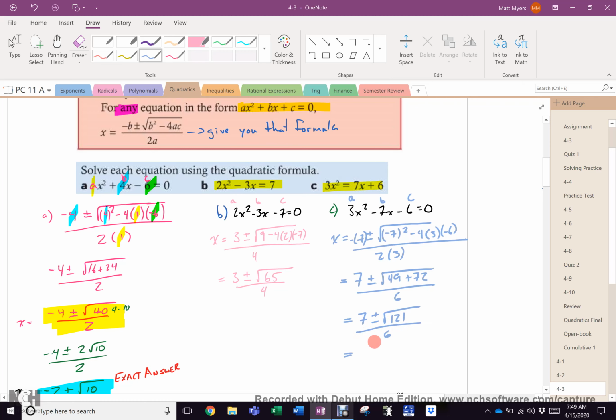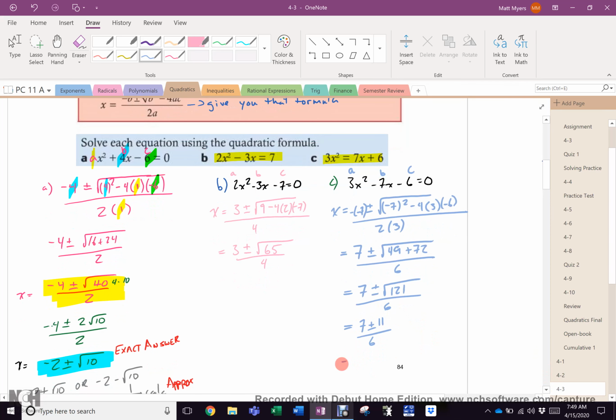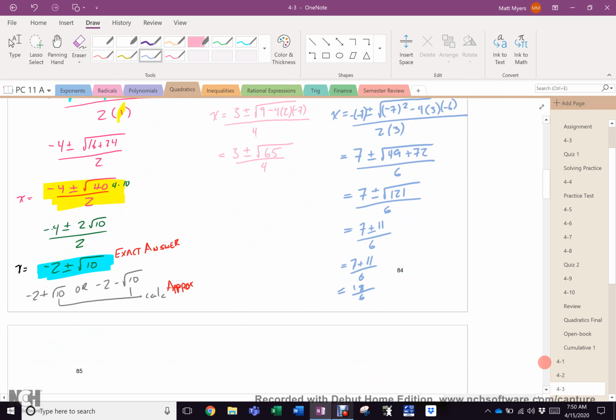121 has a square root. It's 11. So 7 plus 11 or minus 11 over 6. 7 plus 11 over 6 is 18 over 6, which equals 3. There's one answer. And then I'll change shades of blue slightly. 7 minus 11 over 6 is -4 over 6, which is -2/3. And that's your other answer. And that's how you use the quadratic formula. And we remember it always works.